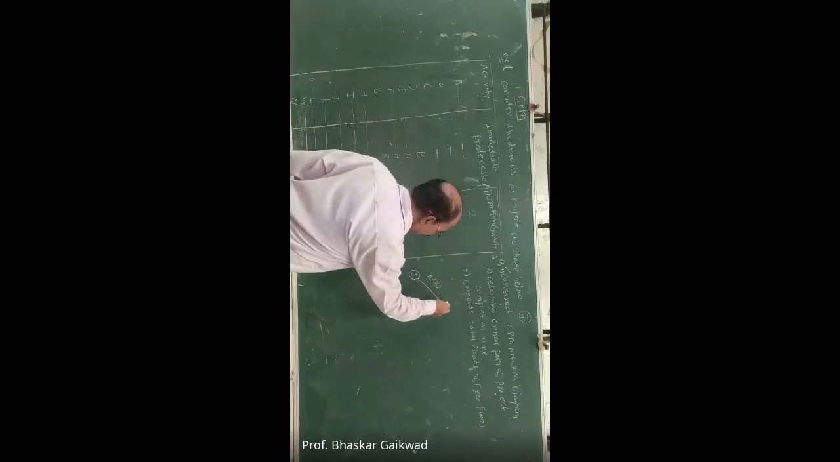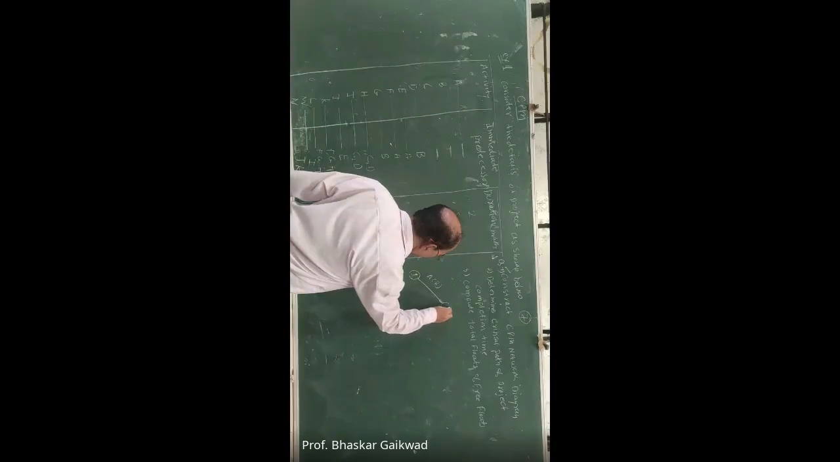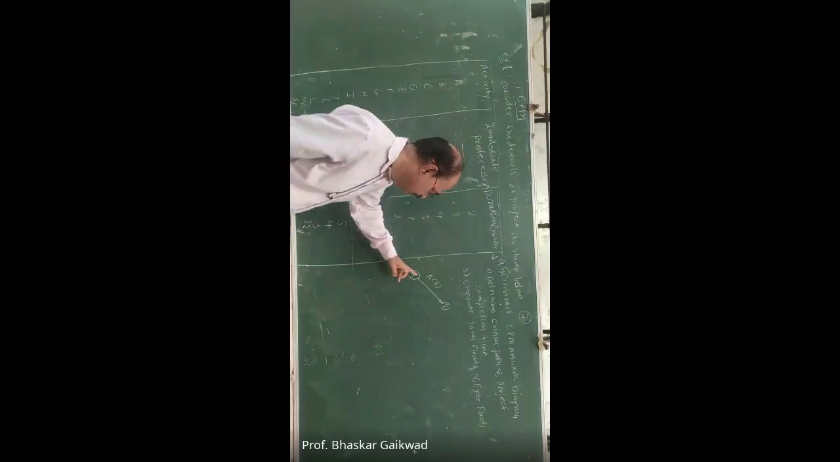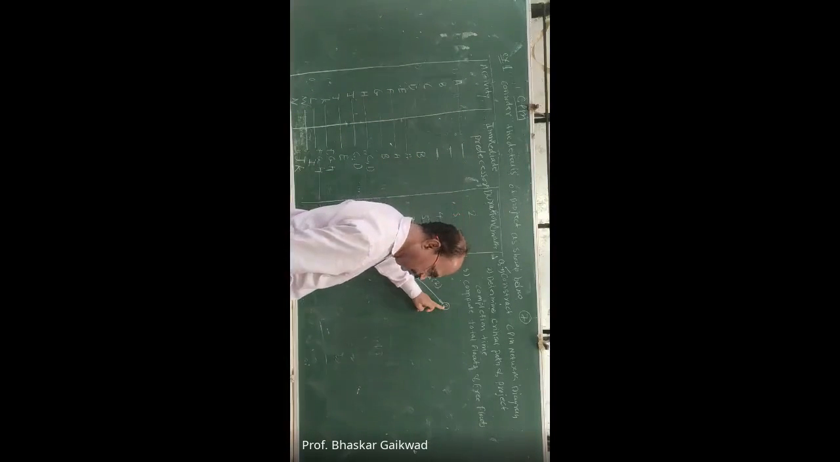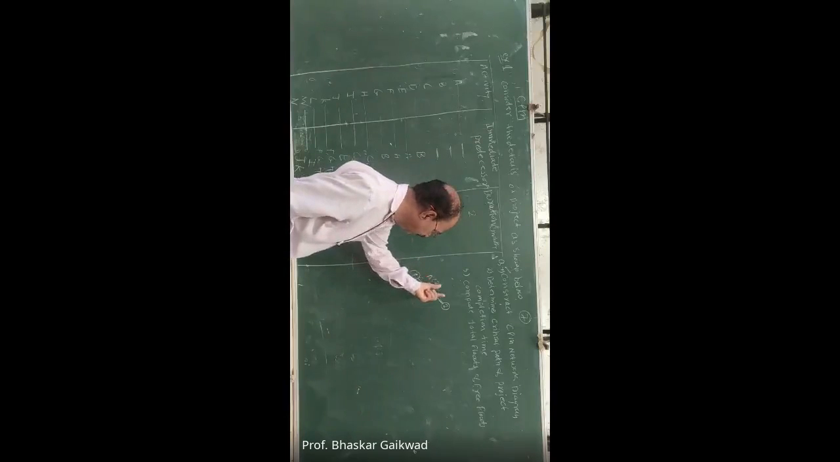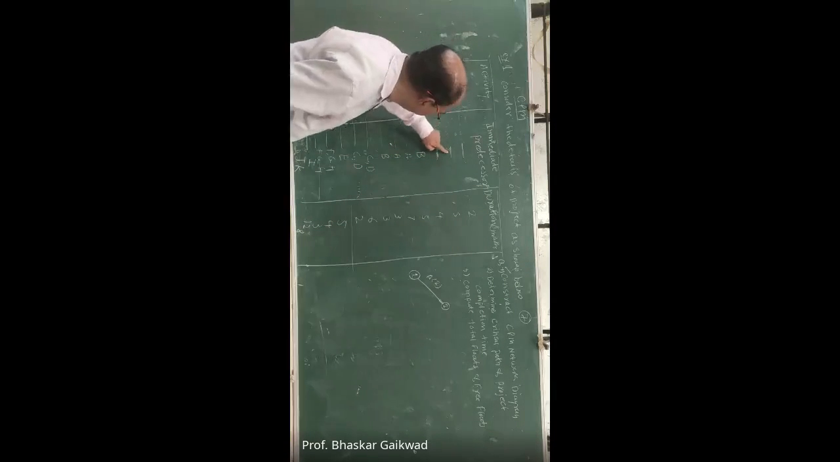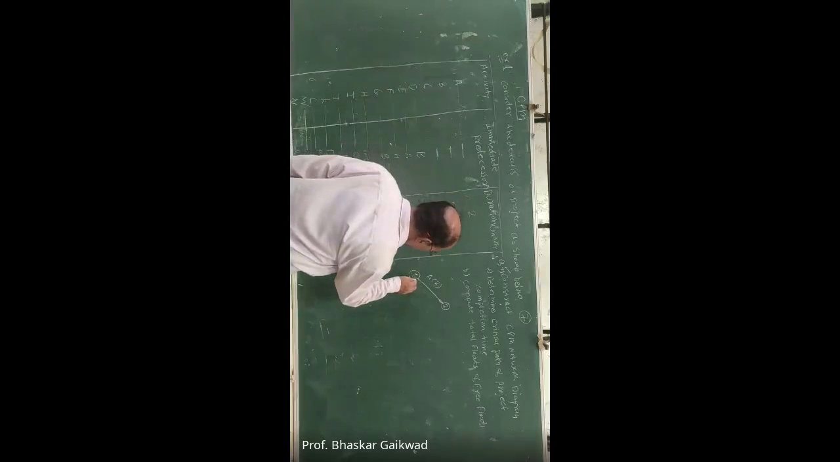So this is the number 2 node or event. This is called the tail end. This is called the head end. So this is the activity A. After that, activity B, dash is there. So let us see.